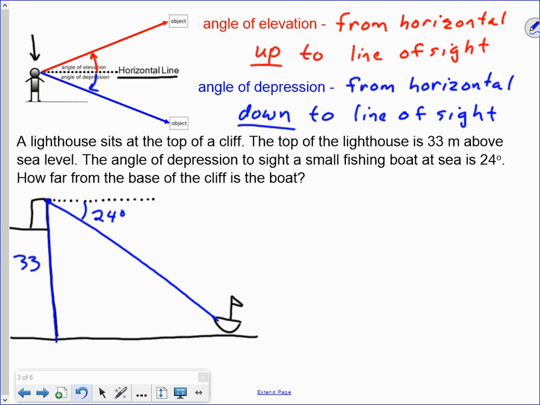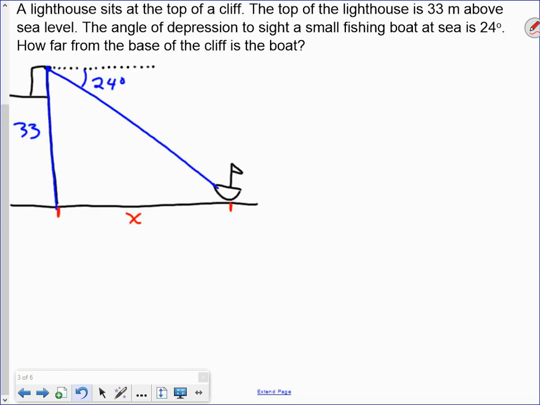Now, what do they want us to find? How far from the base of the cliff is the boat? So they want us to find this distance down here at the bottom from the base of the cliff to the boat. We're just going to call that x. Okay, so we've got our diagram.